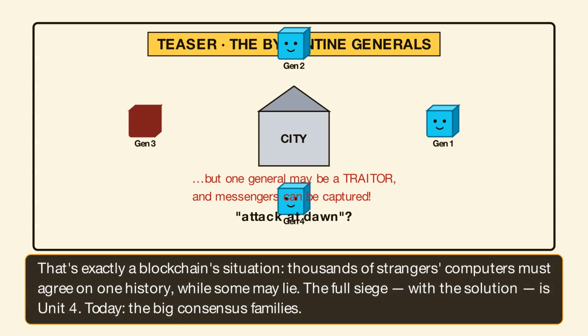That's exactly a blockchain situation. Thousands of strangers' computers must agree on one history, while some may lie. The full siege, with the solution, is Unit 4. Today, the big consensus families.